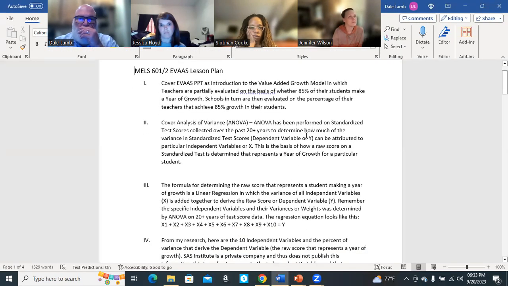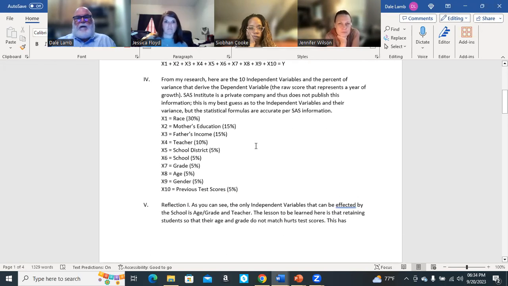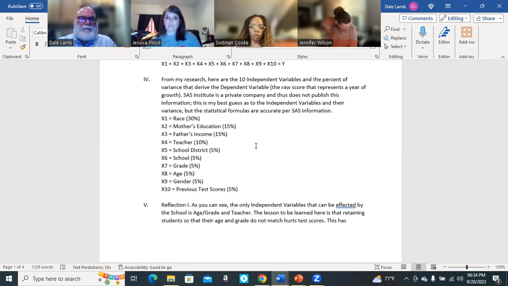So for 20 years, we collected these things and we tried to figure out what are the independent variables that influence the dependent variable, which is the test score. And so they ran it. And what they found, there were 10 things that affect the kid's test score. Here they are on the screen, and they might vary a half point every year. They keep on running the same analysis of variance every year. So here are the 10 independent variables that influence the outcome of a kid's standardized test score.